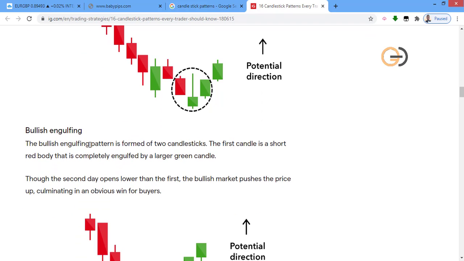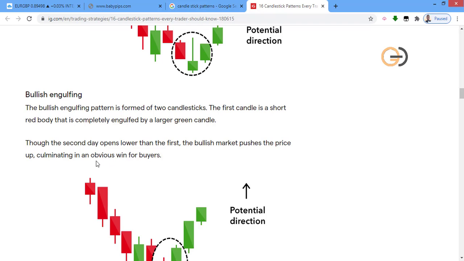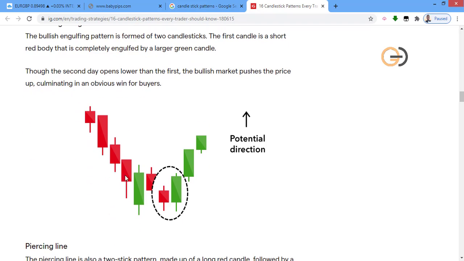The next one, we have the bullish engulfing. The bullish engulfing has to do with 2 candlesticks. One has to be bigger than the other, and then it totally engulfs the other. Then you see the price change direction.